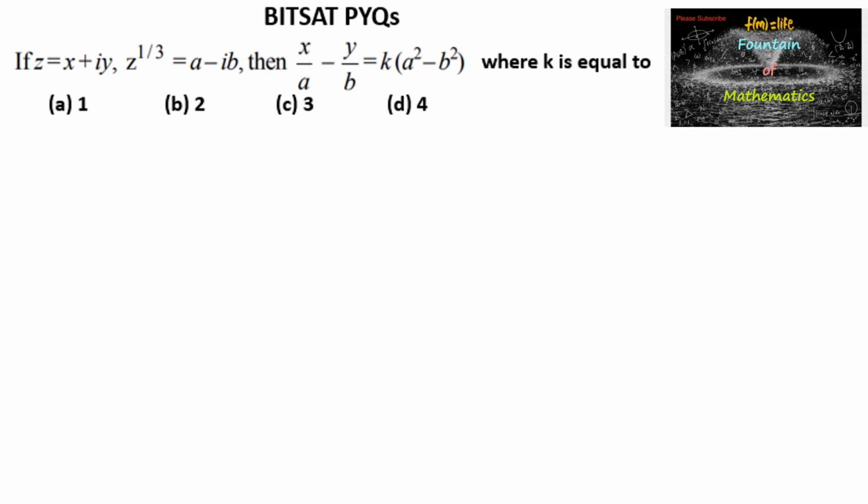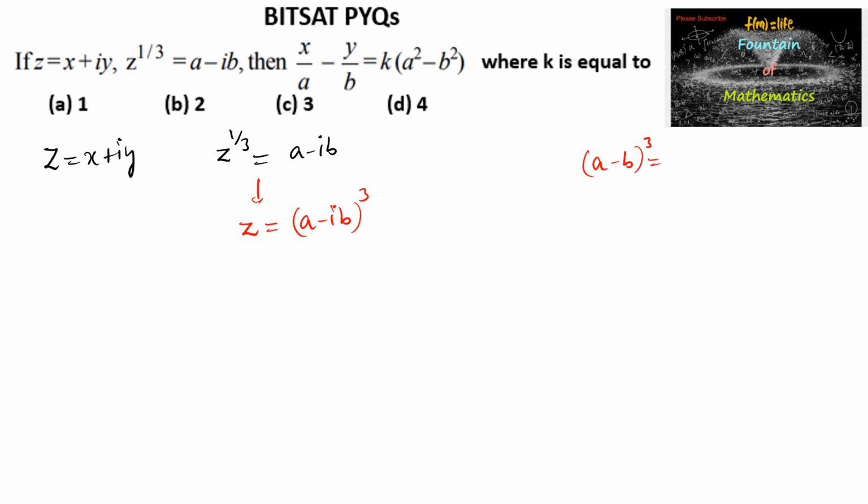Given complex number z is equal to x plus iy, and z to the power 1 by 3 is equal to a minus ib. Let's cube both sides. So we get z is equal to (a minus ib) whole to the power 3. And we know that (a minus b) whole cube is equal to a cube minus b cube minus 3a square b plus 3ab square. So let us simplify here.